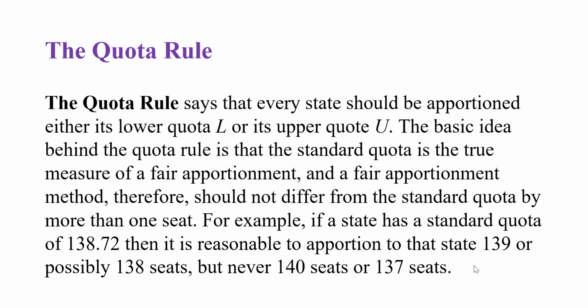The basic idea behind the quota rule is that the standard quota is the true measure of a fair apportionment. So a fair apportionment method should not differ from the standard quota by more than 1 seat. Okay, let's see. Standard quota says it's 138.72. That's reasonable, really, for it to have either 139 or 138. We good there? But it never should exceed those two. So if it rounds up or rounds down, that's where it should stay. That's the quota rule.